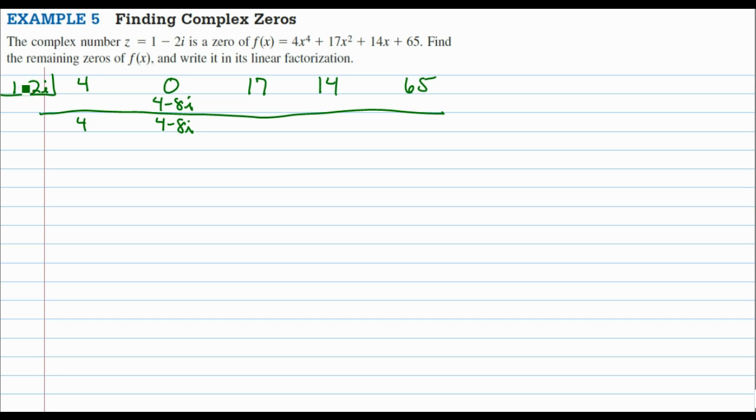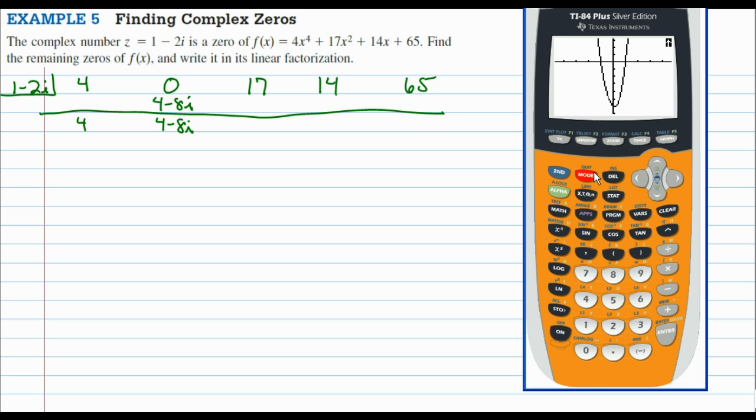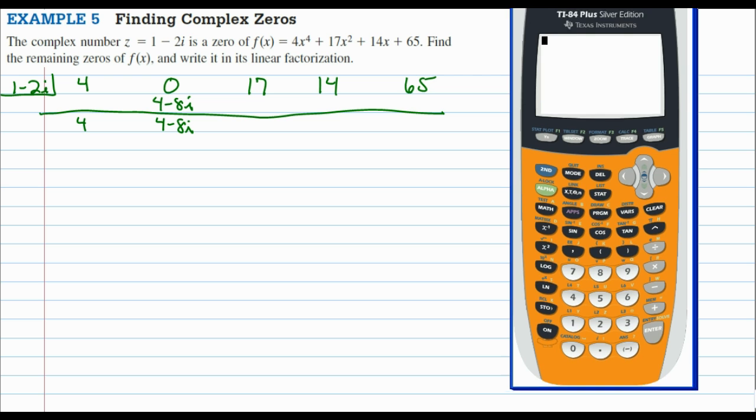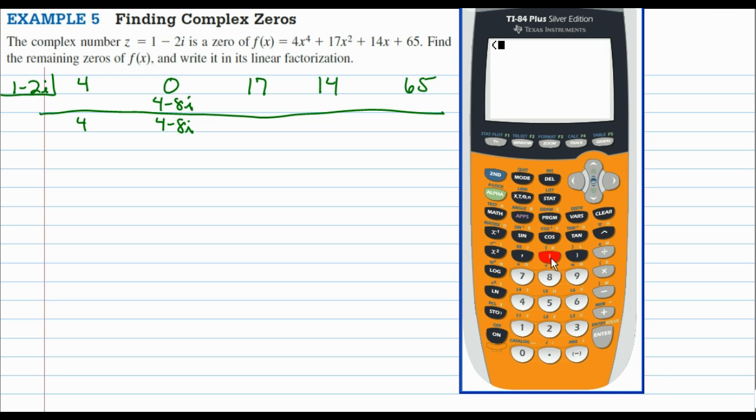Now off to the side, you will multiply 1 minus 2i times 4 minus 8i, and then write, I'm just kidding. Go to your calculators and go to mode. Make sure you are on a plus bi mode. So arrow all the way down to real, arrow to the right, and hit enter. Now you can actually take 1 minus 2i and multiply by 4 minus 8i in your calculator. How nice. That does not mean you do not need to know how to do that by hand.